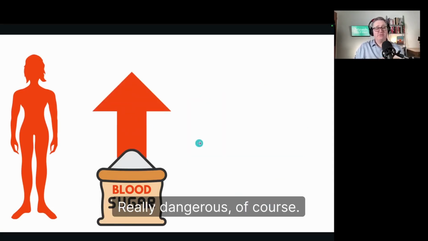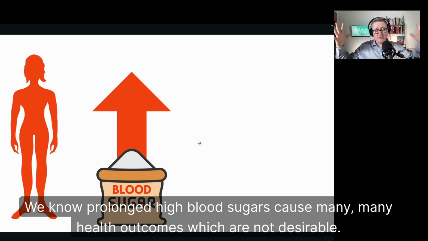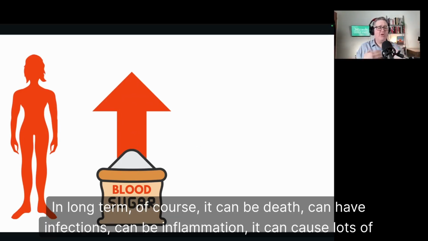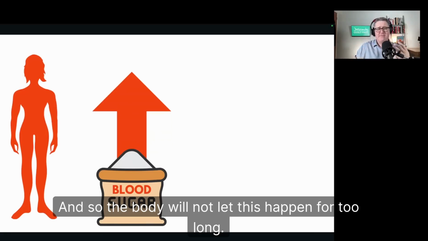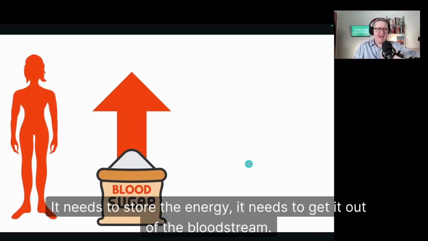Really dangerous, of course. We know prolonged high blood sugars cause many health outcomes which are not desirable. Long term, of course, it can be death. We can have infections, there can be inflammation, it can cause lots of damage to your body, and so the body will not let this happen for too long. It needs to store the energy, it needs to get it out of the bloodstream.